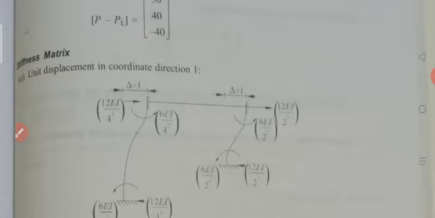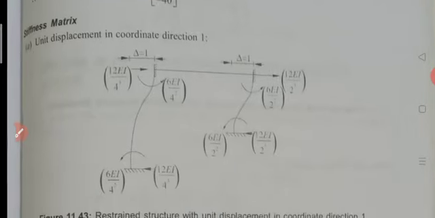First we are going to determine the first column of the matrix. For this we need to apply unit displacement in the first coordinate direction only, and all other coordinate directions are restrained. Our first assigned coordinate direction is a displacement, that is, translation at the floor level. So this is our structure.